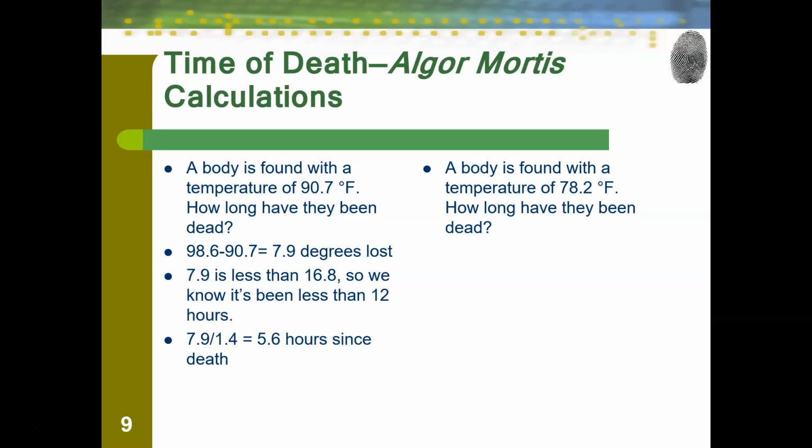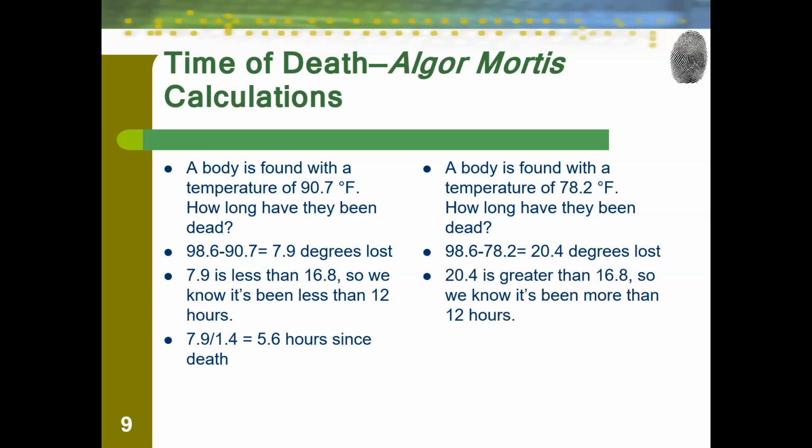Let's try another one. You're told a body is found with a temperature of 78.2 degrees Fahrenheit, and once again asked how long they have been dead. So we take our 98.6 and we subtract 78.2 to get 20.4 degrees lost. Now this time we find that 20.4 is greater than 16.8, so we know they've been dead for more than 12 hours.